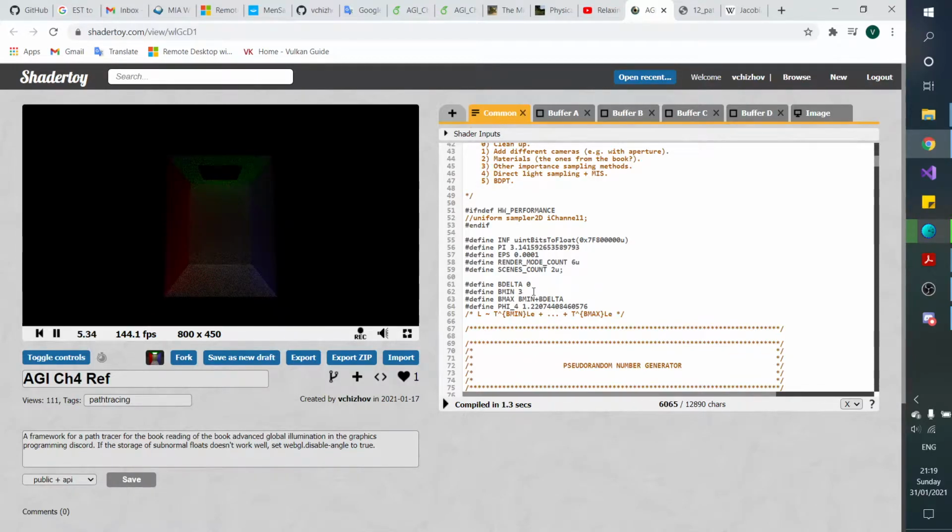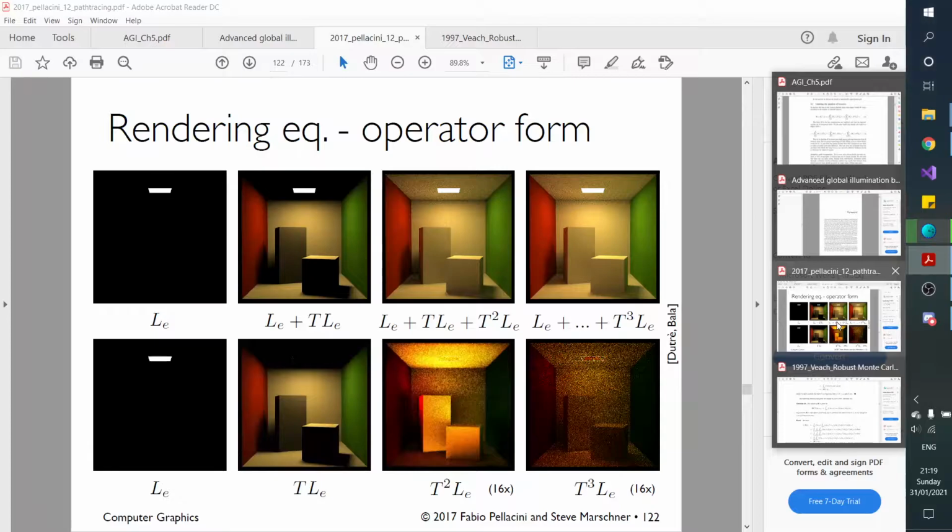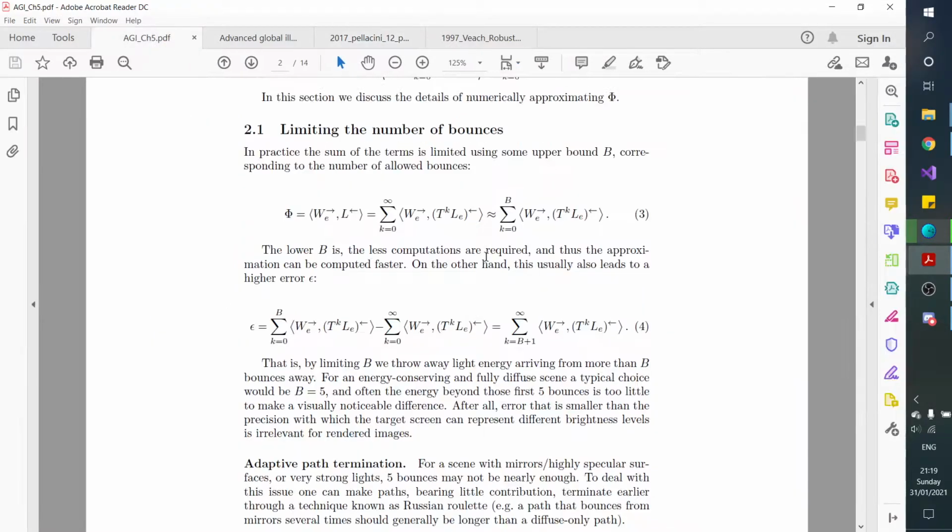And if you add this up, at around 5 bounces for these scenes, the energy is so small that it doesn't make sense to waste more computation there. So we just cut it off and say, if the error is small enough, it's totally fine. And at some point, the precision with which you can represent colors, so the quantization levels that your screen can represent, if your error is smaller than that, you can't even see it. So it makes sense to cut this off in practice to some finite B.